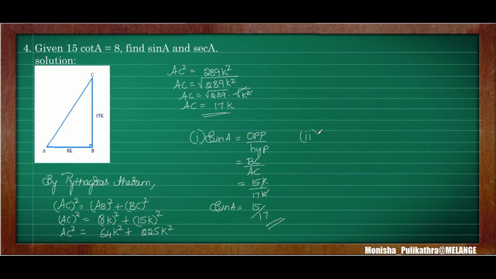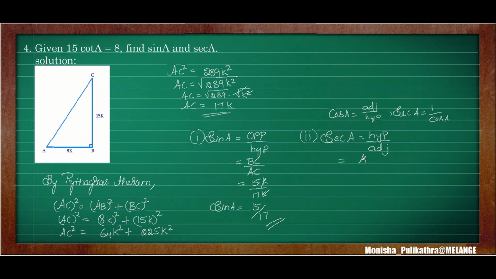The second one is secant A. We know that secant A is the reciprocal of cos A. Cos A and secant A are reciprocal to each other. So cos A is adjacent by hypotenuse, and secant A is the reciprocal of cos A. So if cos A is adjacent by hypotenuse, then secant A will be hypotenuse by adjacent.